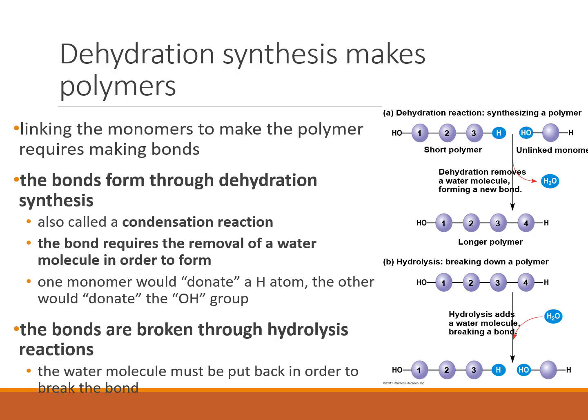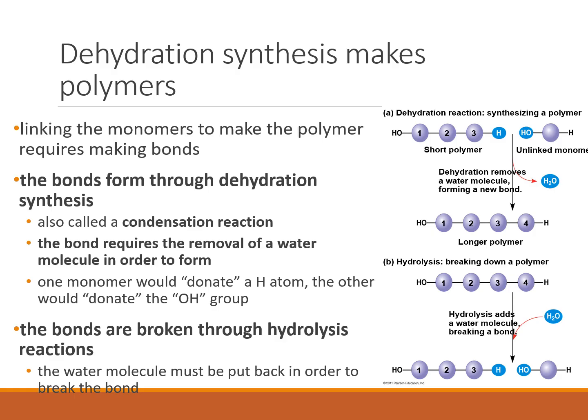Well, how do we make these polymers? We have to link the monomers together. We have to form bonds between them. And the one thing that our four organic macromolecules have in common is that the monomers in each are all linked together through a reaction called dehydration synthesis. In dehydration synthesis, you have to remove a water molecule to form the bond.